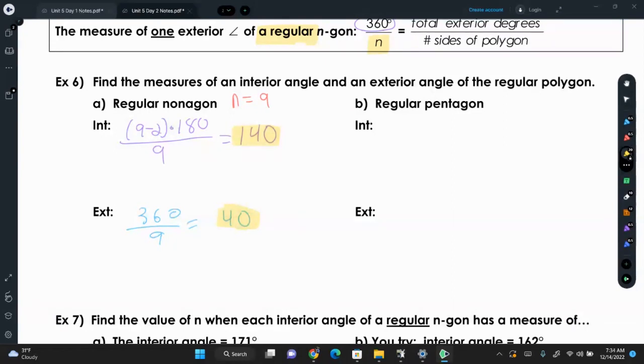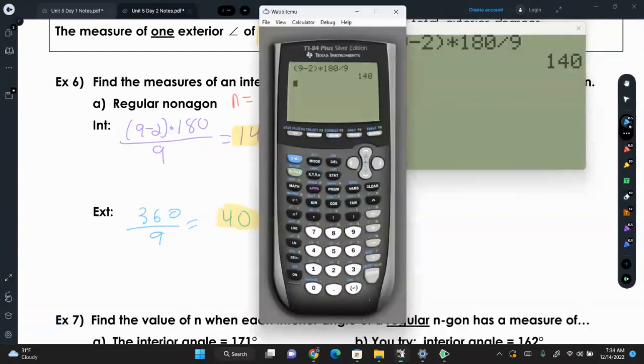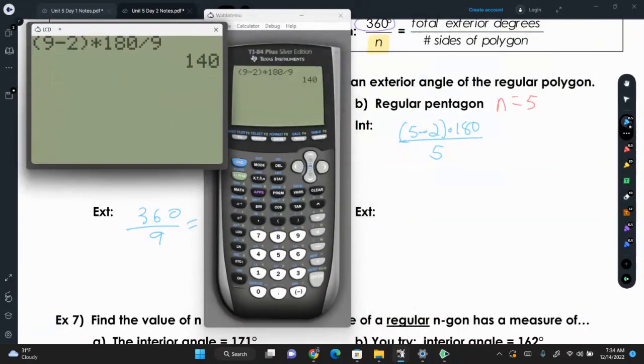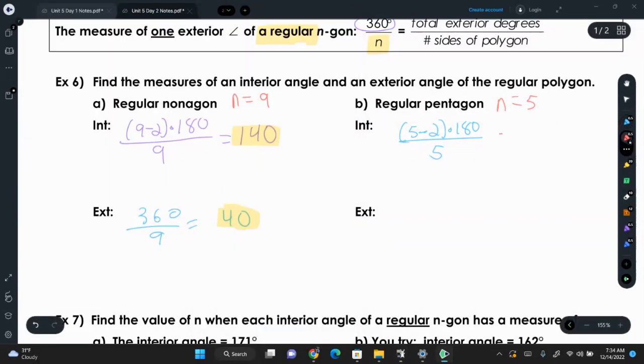So then moving on to the next one, a regular pentagon. Pentagon is a 5-sided shape. So 5 minus 2 times 180 divided by 5. So if we type that into the calculator, 5 minus 2 times 180 divided by 5, we get 108 degrees. So each angle in a regular pentagon is 108 degrees.